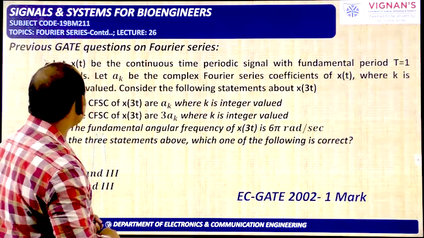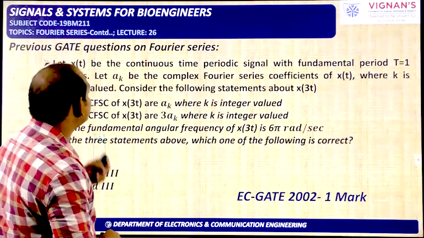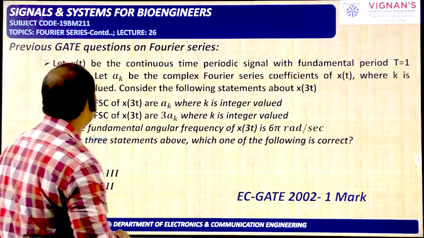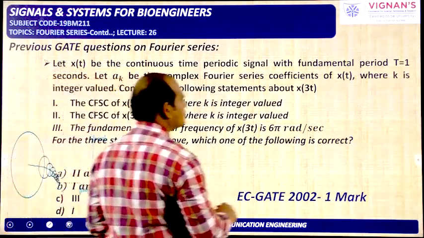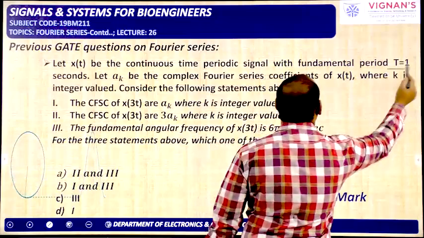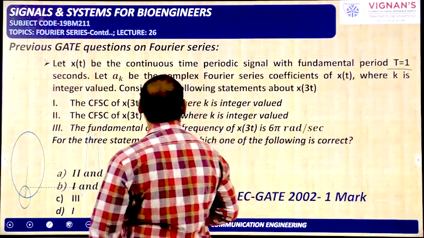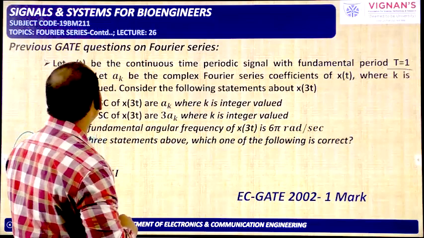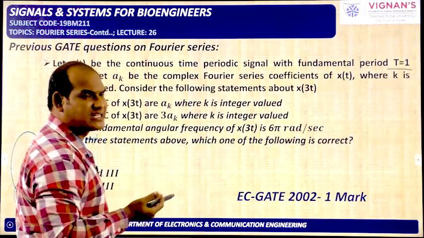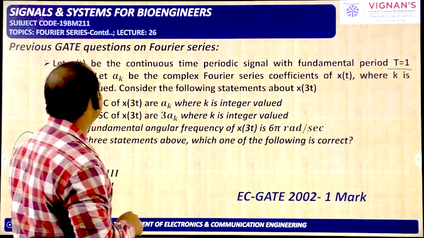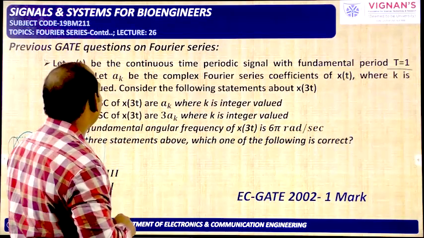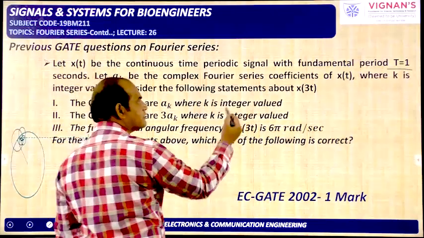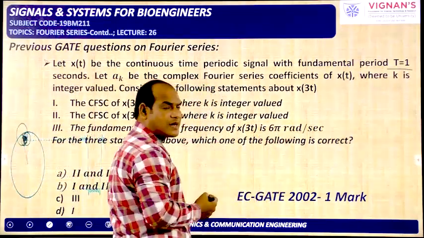Next, let x of t be a continuous time periodic signal with fundamental time period capital T equal to 1 second, they have given. This is 1 second. Next, let a_k be the complex Fourier series coefficients of x of t, where k is an integer value. Generally we will represent with Cn. Here they have represented with a_k, anything is no problem. Consider the following statements about x of 3t. So it is like the time scaling property.